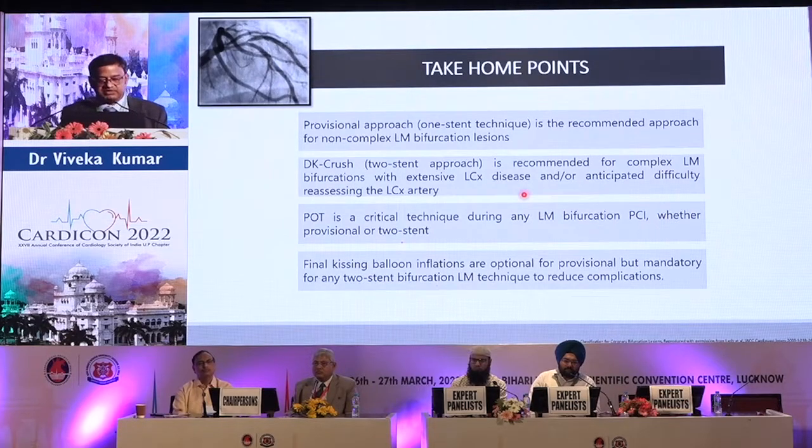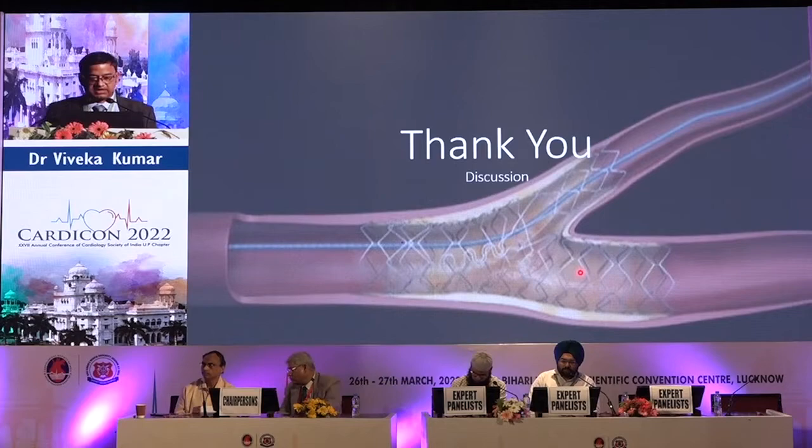So the take-home message, friends, is that the provisional approach, one stent technique, is the recommended approach in non-complex bifurcation lesions. DK crush or nano crush, all these techniques are gaining momentum. POT is a crucial technique during any left main or bifurcation strategy, and final kissing balloon is optional for provisional stenting, but mandatory for any two-stent bifurcation technique to reduce complications. Thank you very much for your kind attention.